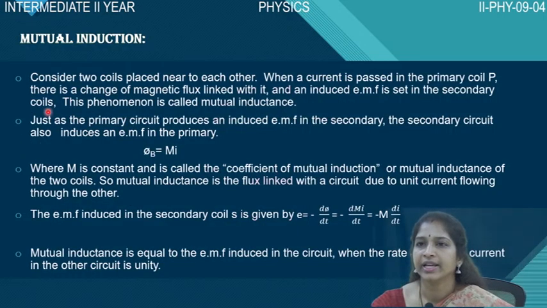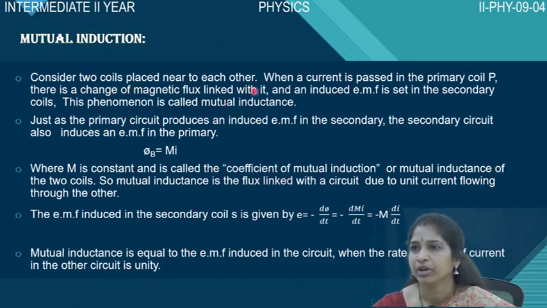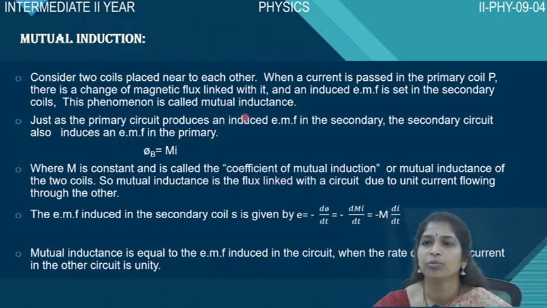See, that is what we are writing here. Let us consider two coils that are placed near to each other. When current is passed in the primary coil, the first coil, I am considering it as primary coil, there is a change in the magnetic flux linked with it. So an induced EMF is set up in the secondary coil. Or when there is a current passing through the secondary coil, when the EMF is set up in the primary coil, then that phenomenon is known as mutual induction. So mutually they are related. That is why that concept is called mutual induction.